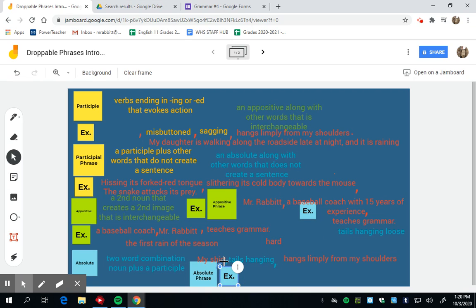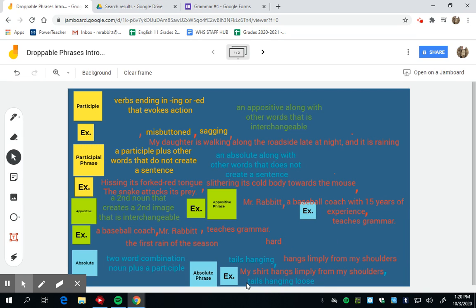So now if I want to go absolute phrase down here and I want to provide the example, I'm going to say my shirt. Definitely didn't want to do that, guys. I'm going to go my shirt. And I'm going to say hangs limply from my shoulders. And I'm going to go, comma, tails hanging loose, and I have myself an absolute phrase.